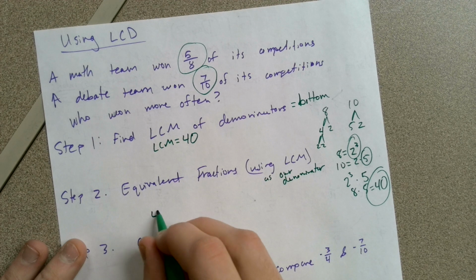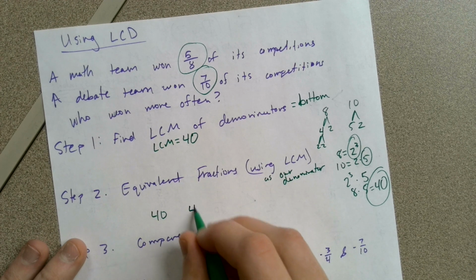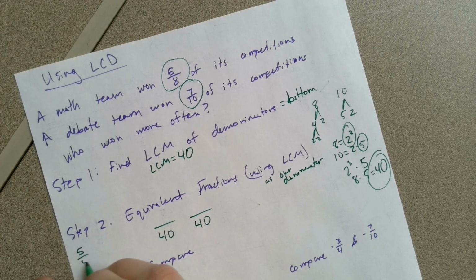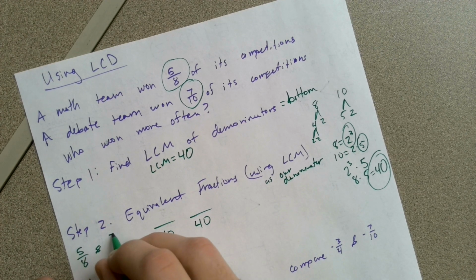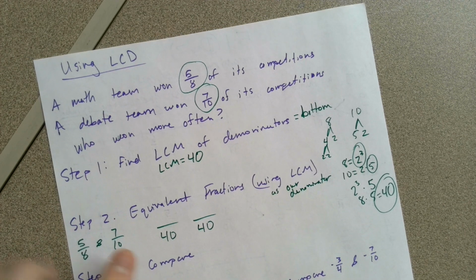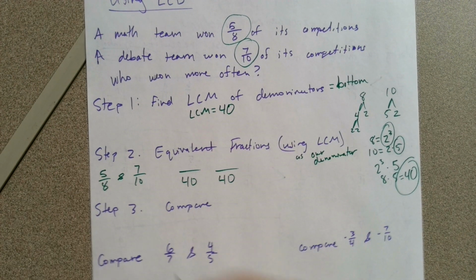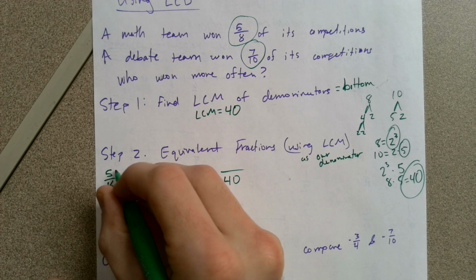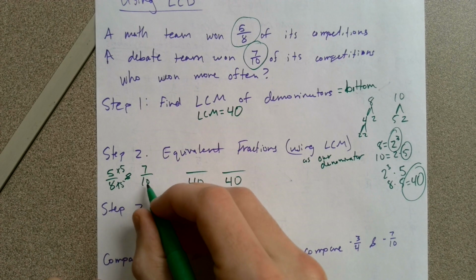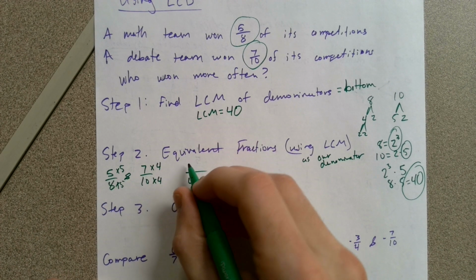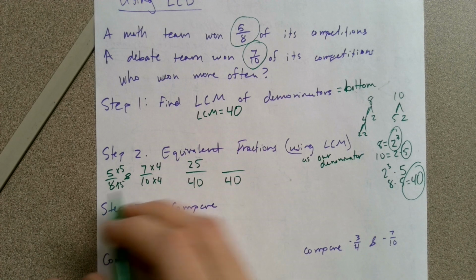Now we're going to write equivalent fractions using the LCM as our denominator. Okay, so I'm going to write these equivalent fractions. I'm going to put 40 on bottom for each. We got 5/8 and 7/10. We got to make them to 40 on each. How do I get from 8 to 40? Multiply that by 5 on top and bottom. How do we get 10 to 40? Multiply by 4 on top and bottom. 5 times 5 is going to be 25 over 40.